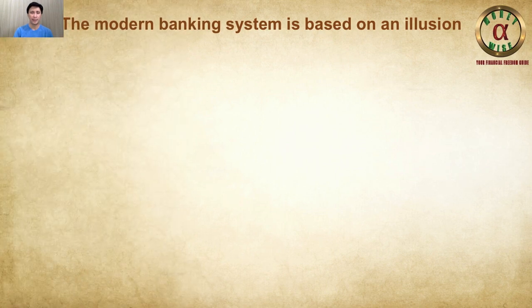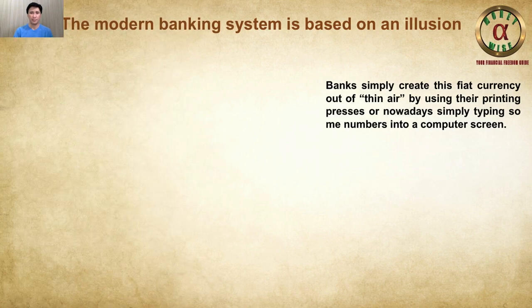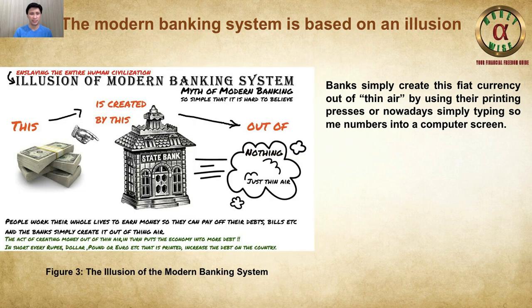So the modern banking system is based on an illusion. Banks simply create this fiat currency out of thin air by using their printing presses, or nowadays, they simply just type in some numbers into a computer screen, right? So this illustration shows the illusion of the modern banking system.